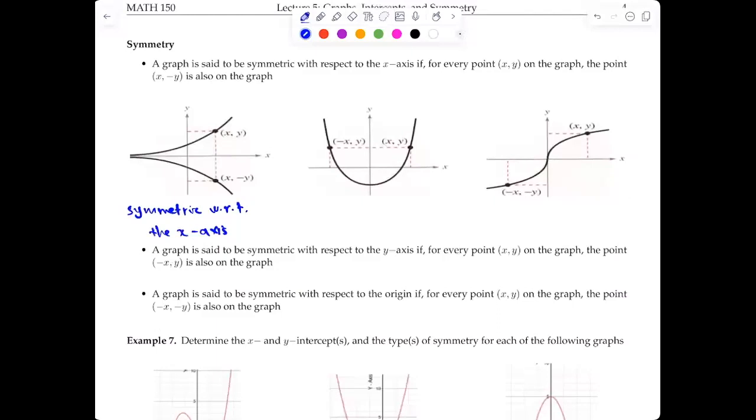The second graph is for the graph that is symmetrical with respect to the y-axis. We say that if you have the point (x, y) on the graph, the point (-x, y) is also on the graph. So x on the positive side gets reflected to the negative side and vice versa. You with me on that? So this is symmetric with respect to the y-axis.